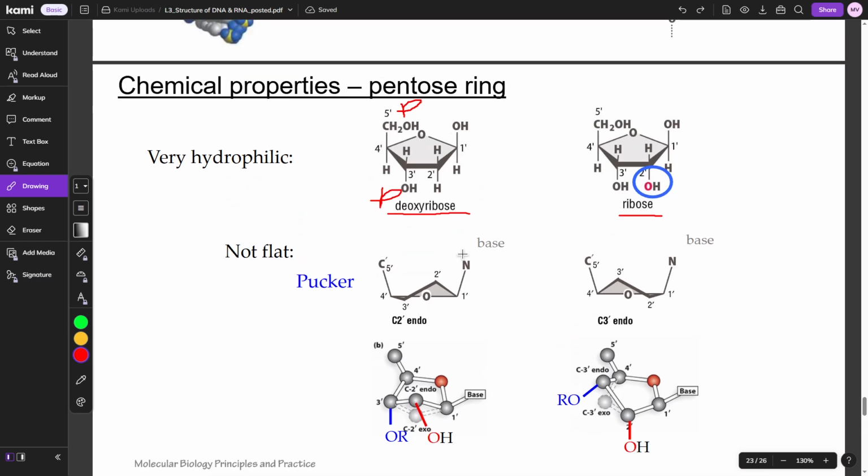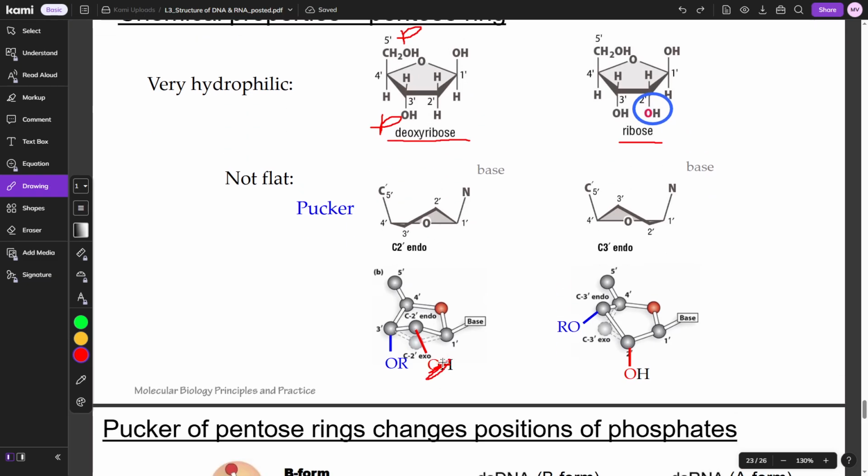For DNA, on the other hand, that OH is not there anymore. It's just a normal H. So now all we're doing is trying to minimize the charge interactions between the 5 prime phosphate and the 3 prime phosphate. There's no O here. The best way to do that is to just put them on opposite sides. And that's why the C2 prime endo is the best for DNA, because this OR is completely opposite to the 5 prime phosphate.